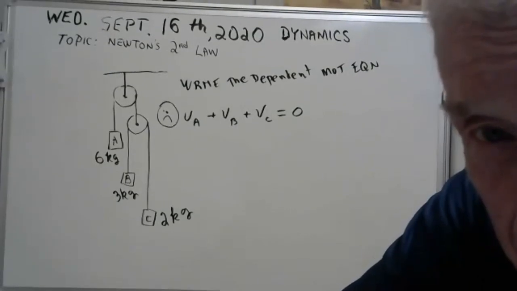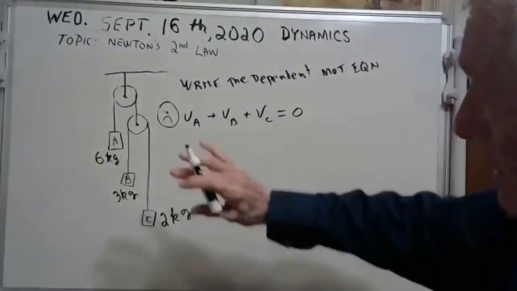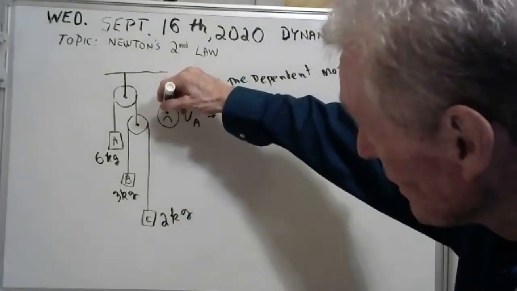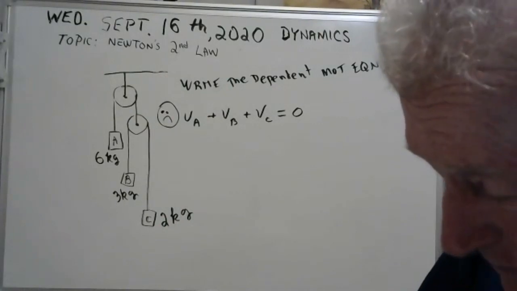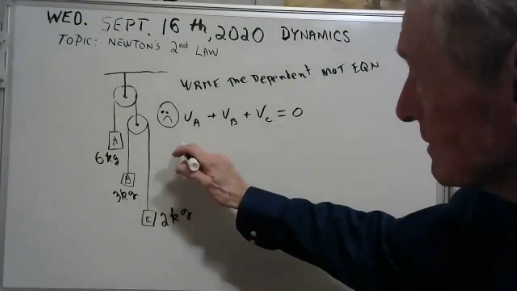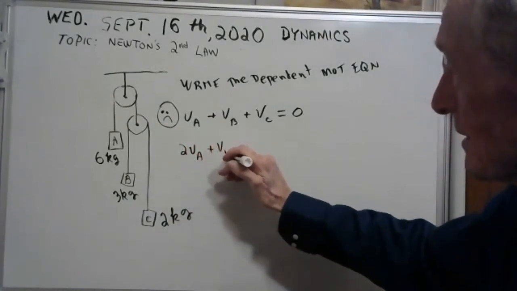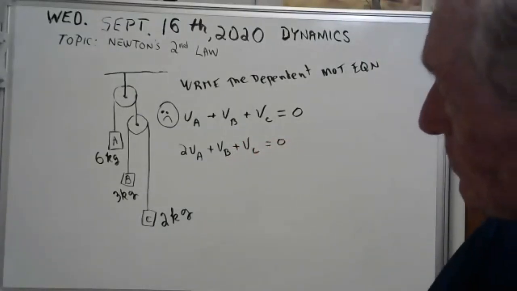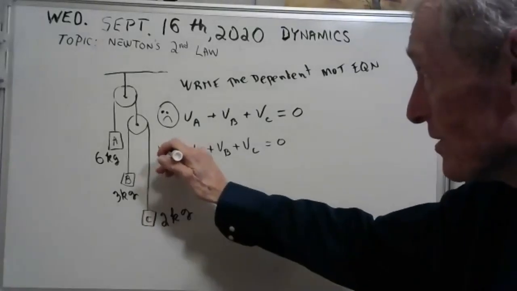Let's find my friend Ryan. Ryan, unmute and say hi. Hello. Ryan, did you try the dependent motion equation? See, we got an unhappy face on this one. What do you have? I have 2 VA plus VB plus VC equals 0. Okay, now let me think and see if that's right. Let me think and think and think.